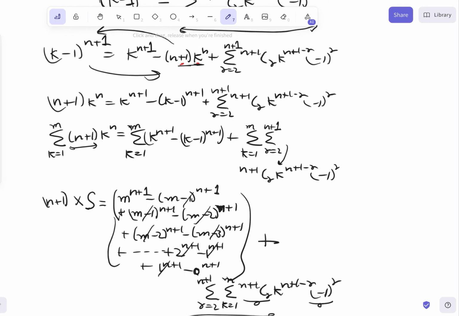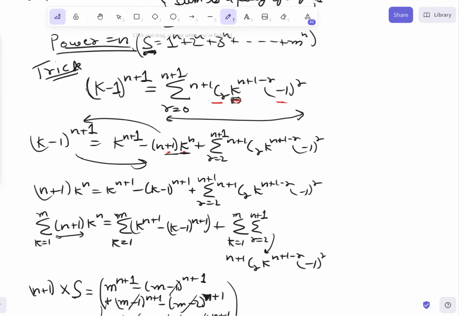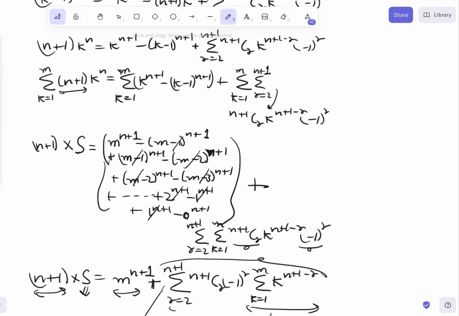Now we sum over k equals 1 to m. If you carefully notice this part, summing k equals 1 to m becomes s. N plus 1 is just a constant because it doesn't depend on k. We can take this common and we do the summation on the right hand side as well. Now this becomes n plus 1 into s, and on the right hand side if we carefully expand this, we'll see all the terms will cancel with each other. Just the final term from here and the bottom term from here will be left. So it will be m power n plus 1, and what is left here is 0 power n plus 1, which is 0. So m power n plus 1 will be left.